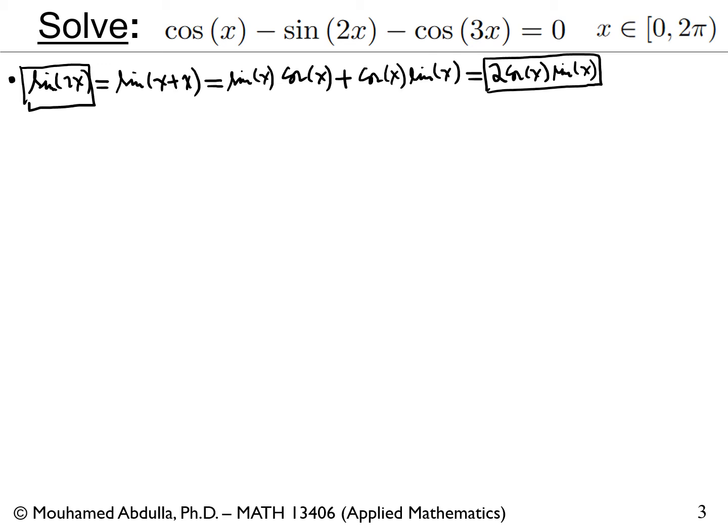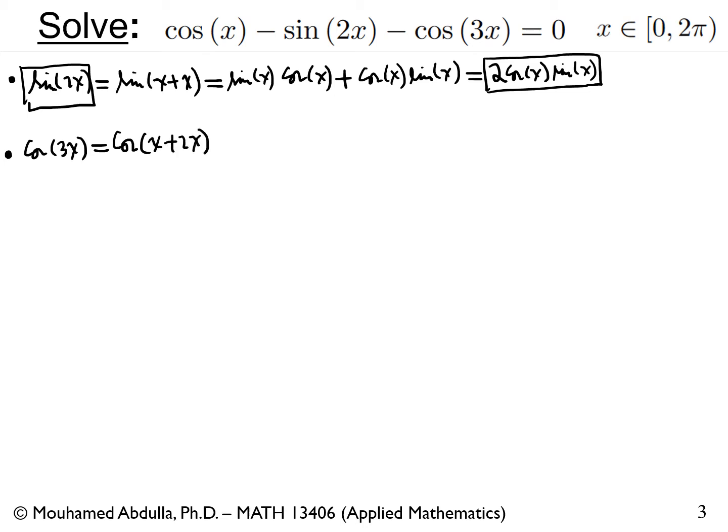Next, what we could focus on is the cosine of 3x expression, cosine of 3x. So here we could do kind of the same idea, break it into two pieces. So maybe write it as x plus 2x.